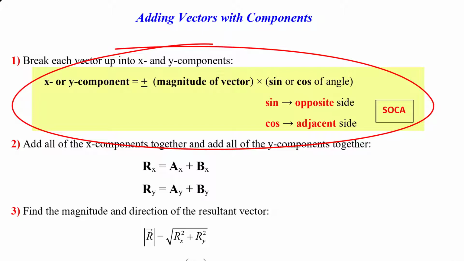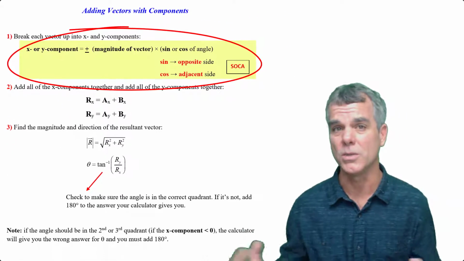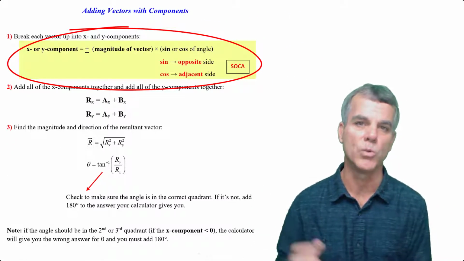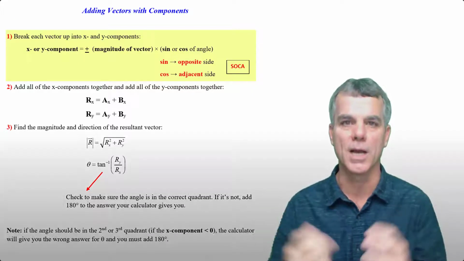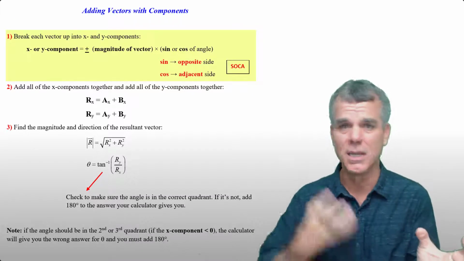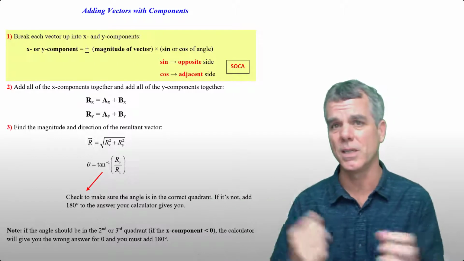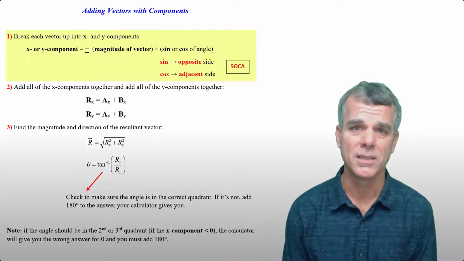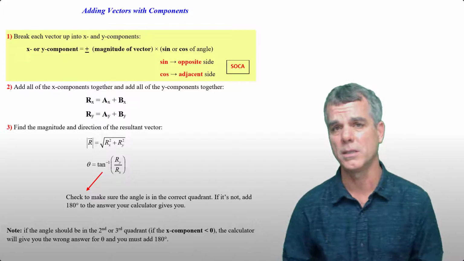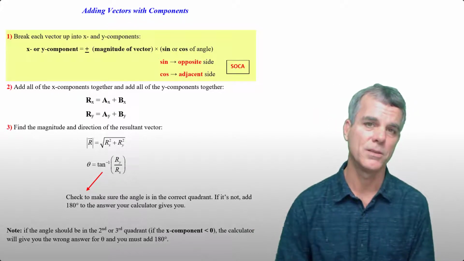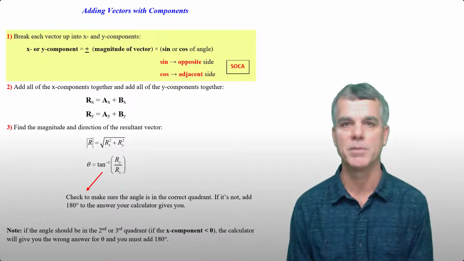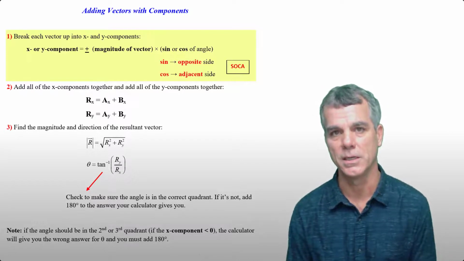Now, whether you use sine or cosine will depend upon whether that component is the opposite side or the adjacent side to the angle that you're using. If it's the opposite side, we use sine. If it's the adjacent side, we use cosine. Sort of where the SoCal comes from. I just remember sine, opposite side. Cosine, adjacent side. That's really all you need to know to calculate the components. Plus or minus, magnitude of the vector times either sine or cosine. Sine if it's the opposite side, cosine if it's the adjacent side.